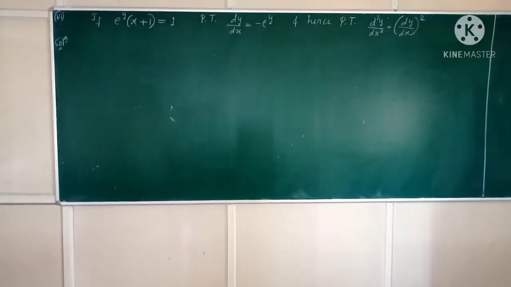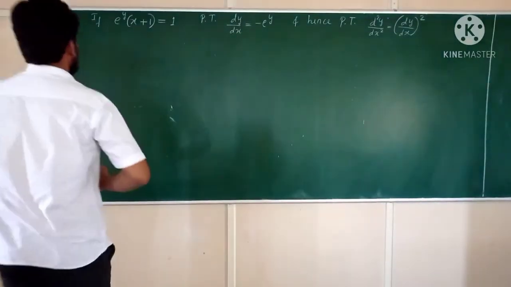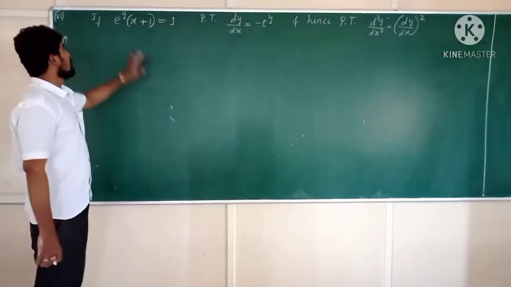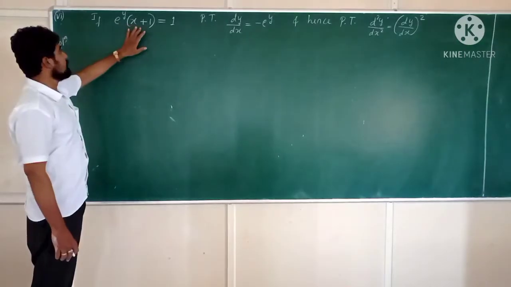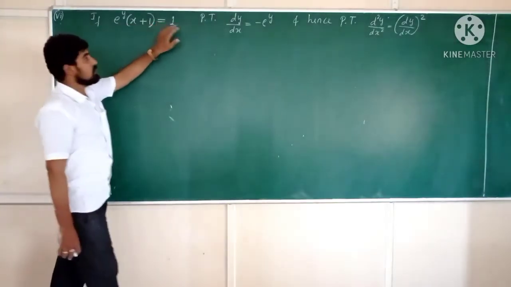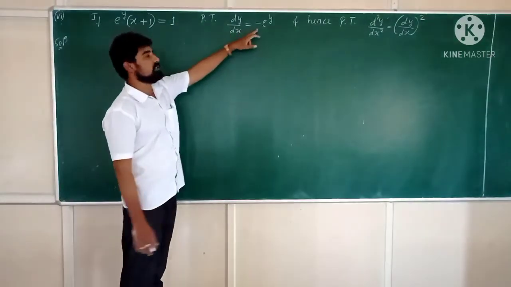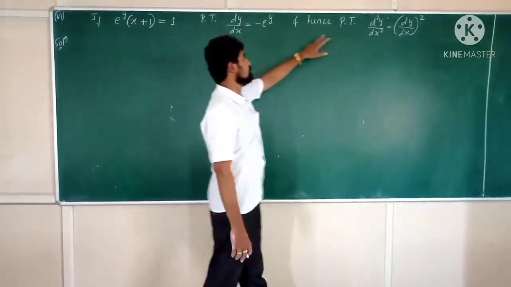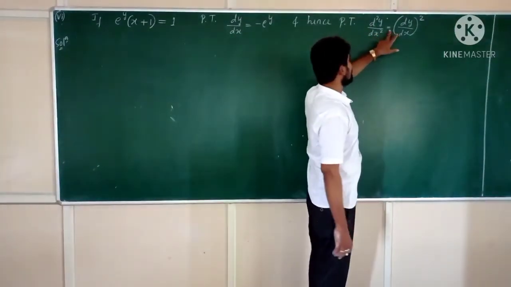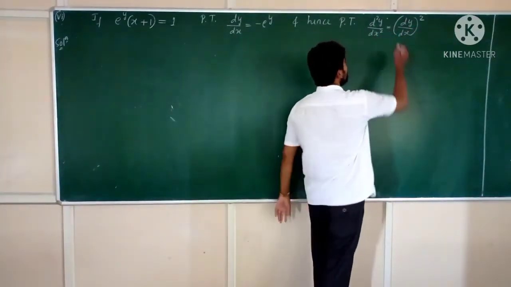Now the sixth question is, if e power y into x plus 1 is equals to 1, then prove that dy by dx is equals to minus e power y, and hence prove that d square y by dx square is equals to dy by dx whole square.